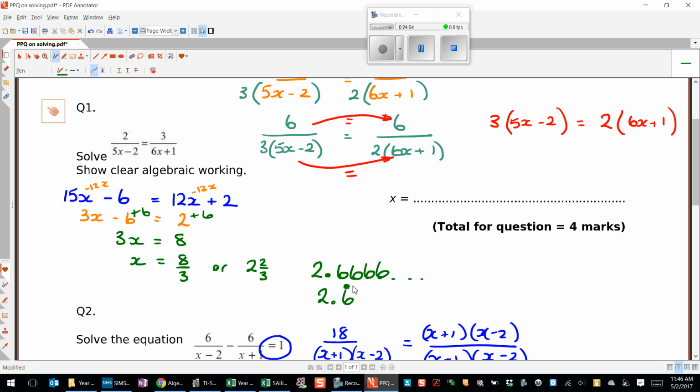Okay. That or that as your final answer. In this question, it just says solve, show your algebraic working. It does not specify what the answer must be, right? And it will say 8/3 or equivalent, right?